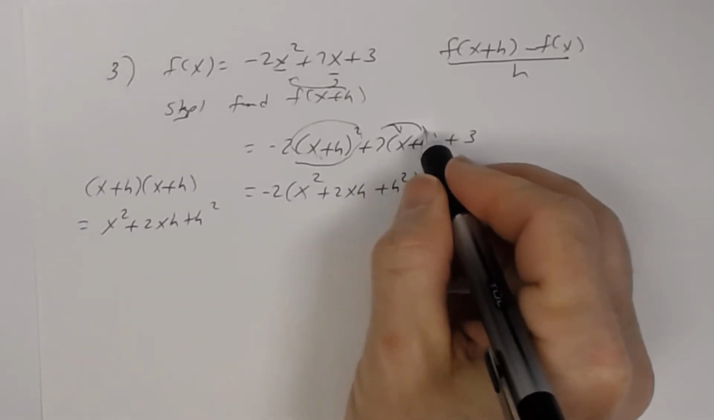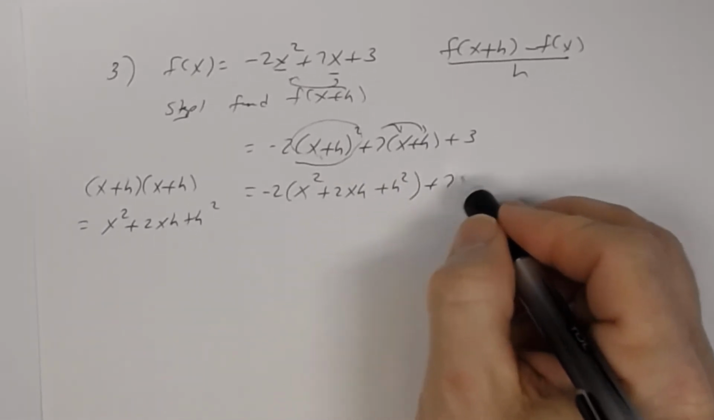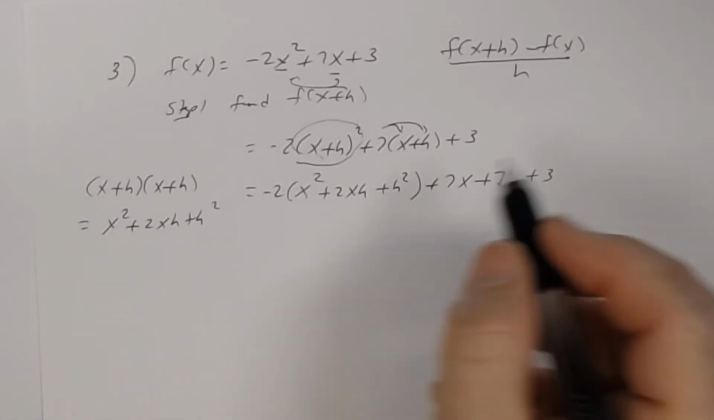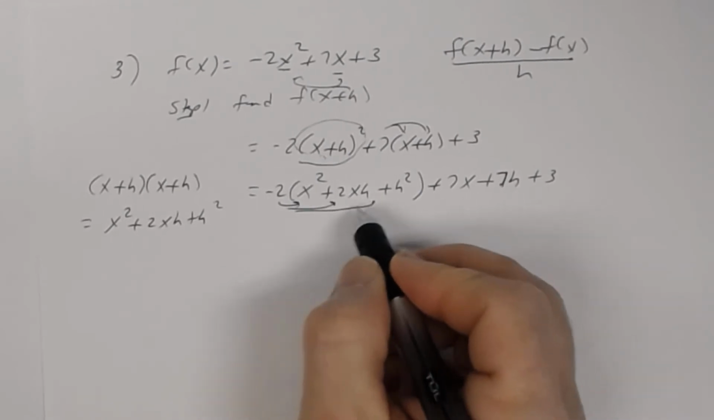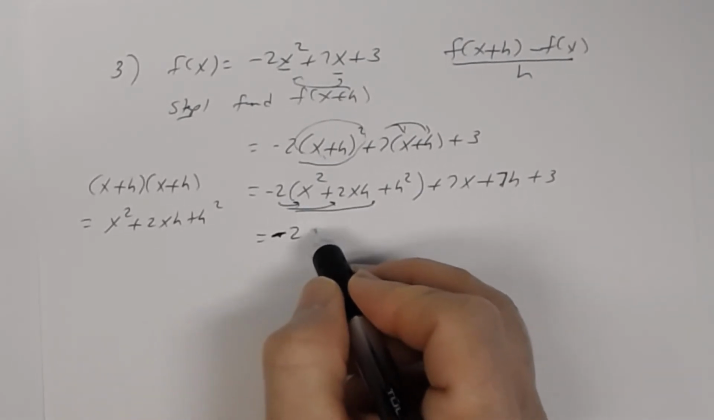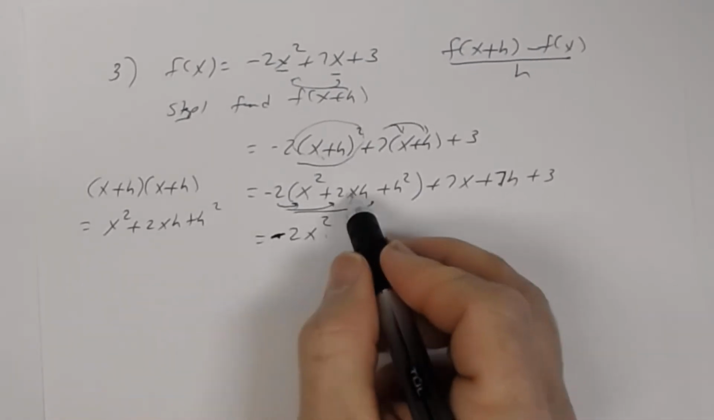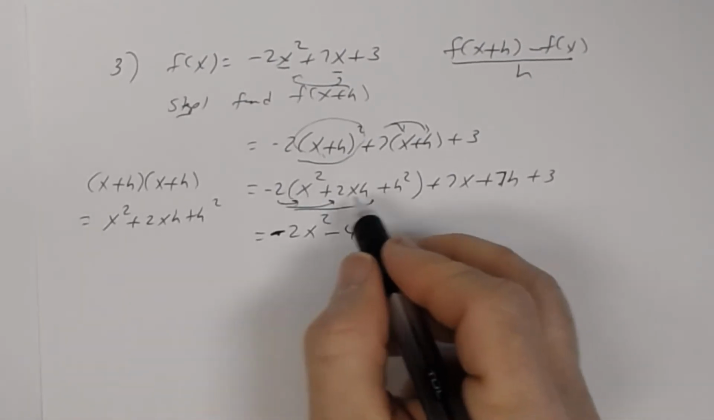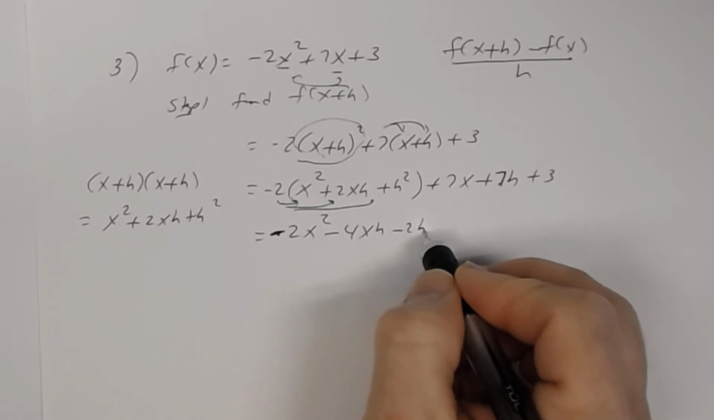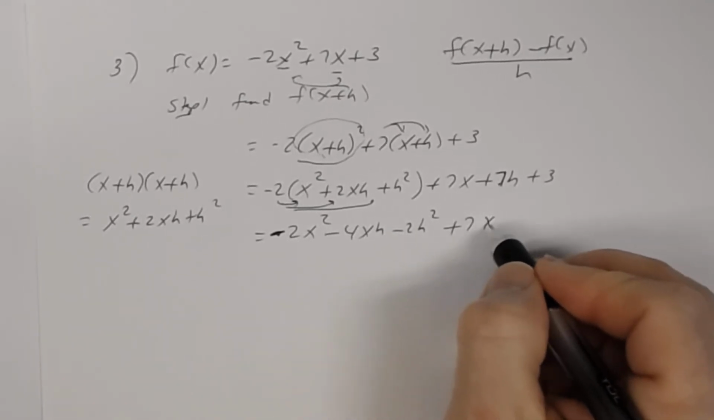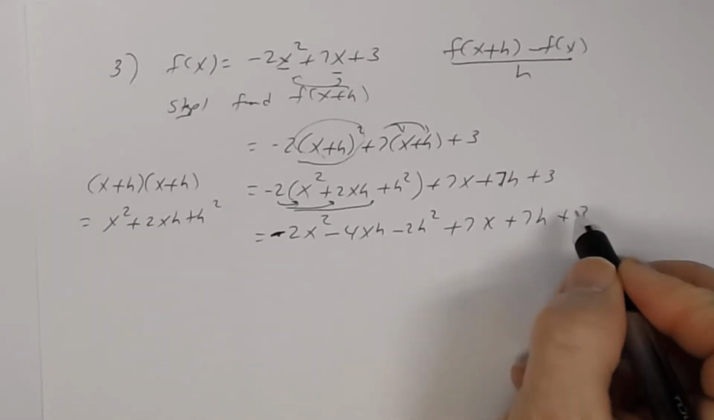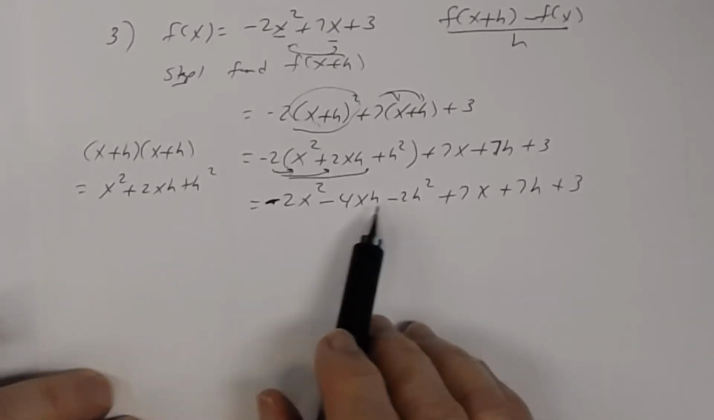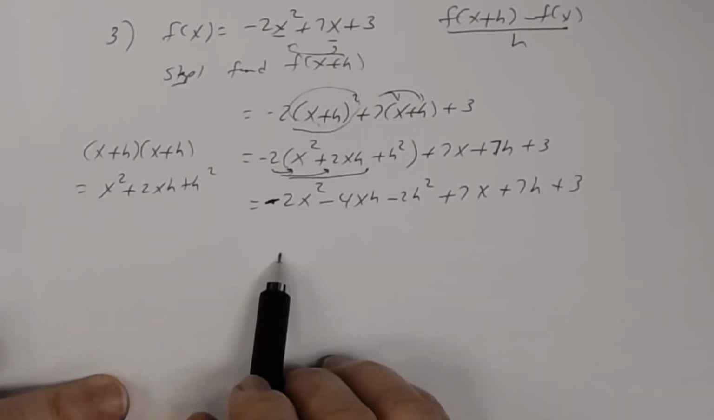And then let's go ahead and distribute the 7 here. So I get plus 7x plus 7h plus 3. And then finally, let's go ahead and distribute the negative 2. I get negative 2x squared. A negative 2 times 2xh is a negative 4xh. A negative 2 times h squared is a negative 2h squared. And then plus 7x plus 7h plus 3. All right. None of these terms you can combine.